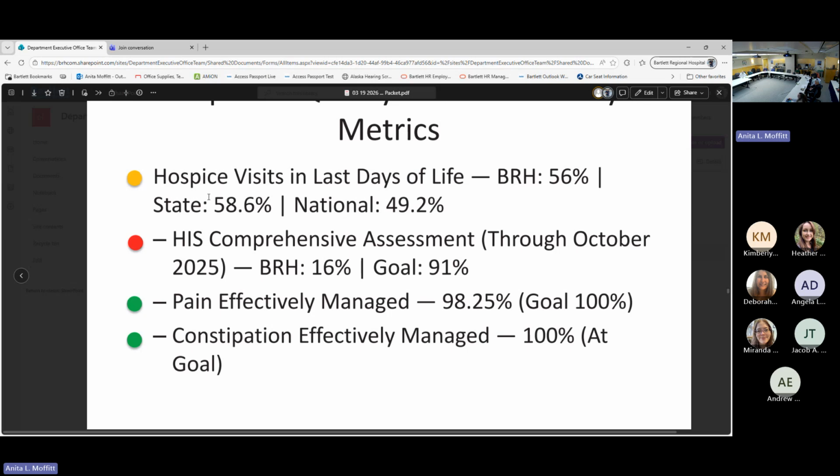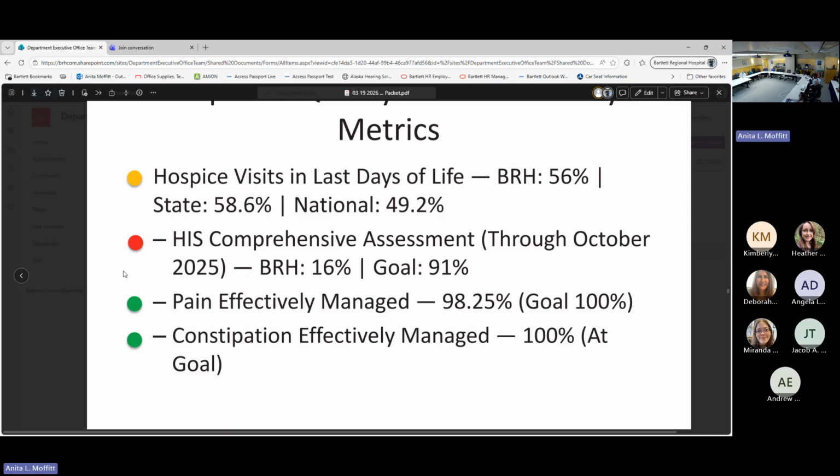So the hospice visits in the last days of life would be RH 56%, the state was 58%, the national is 49.2%. So we're just below the state and well above the national average for those. What we're required to do is have visits to hospice patients in the last 3 days of their life. So we need to have an RN visit or a social worker visit. So we make sure that we're monitoring closely and being able to visit those folks at the end of life. So we were a little bit low. We'd like for it to be 100%, of course, but sometimes we just can't predict when someone's going to expire.